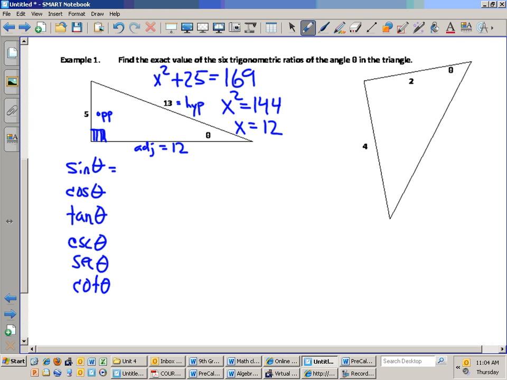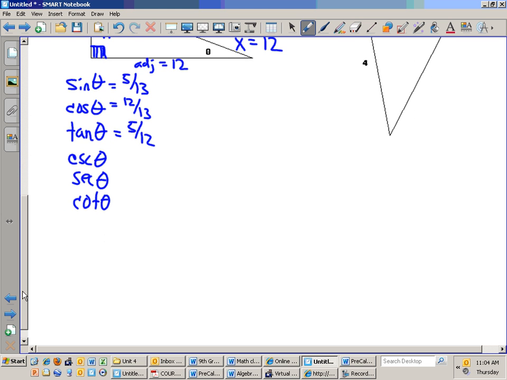Sine of theta is 5/13. Cosine, 12/13. Tangent, 5/12. And then cosecant, secant, and cotangent would be reciprocals. So all I've done is I've just used my ratios in order to express them as the trigonometric functions. Any questions on that piece?